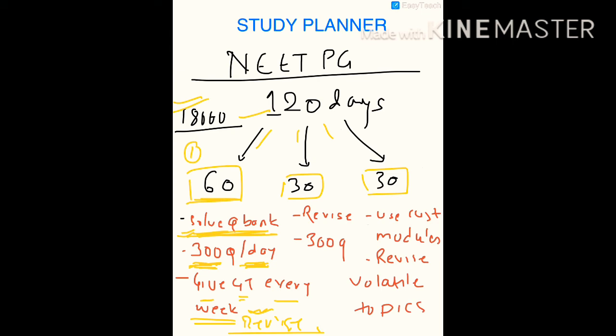Then, after completing the first reading of the Q bank, after 30 days, that is the first revision. So revise those MCQs, and it should be 600 MCQs per day, because you have solved 300 MCQs per day and read the explanation of that. You can easily complete the 600 MCQs per day.